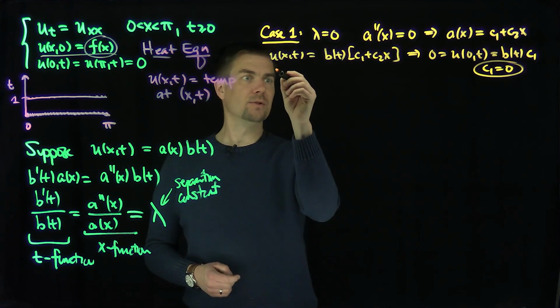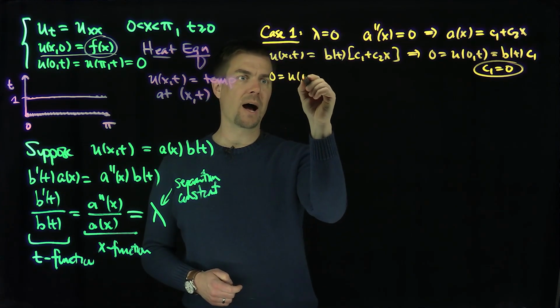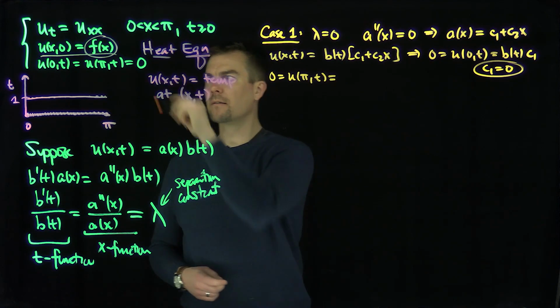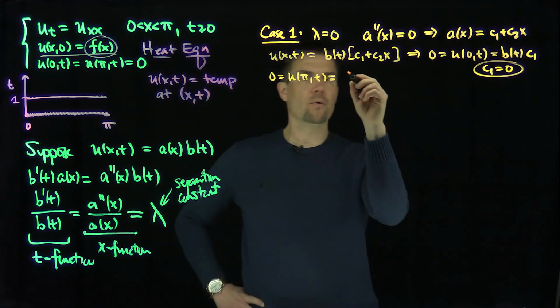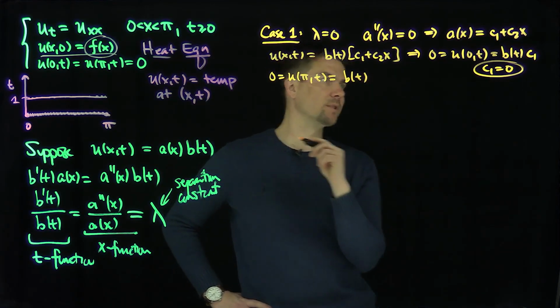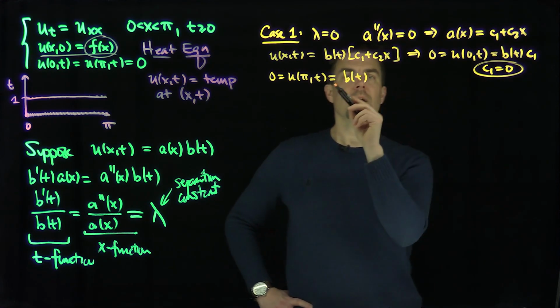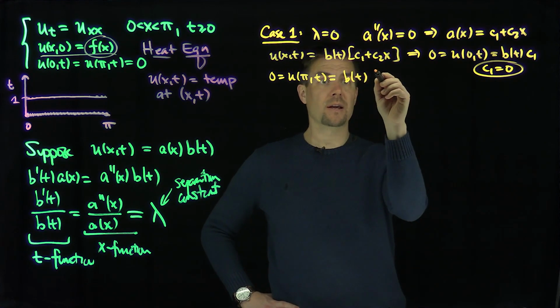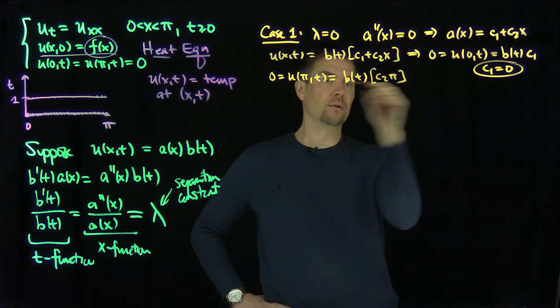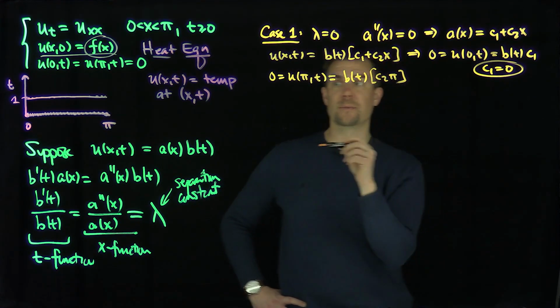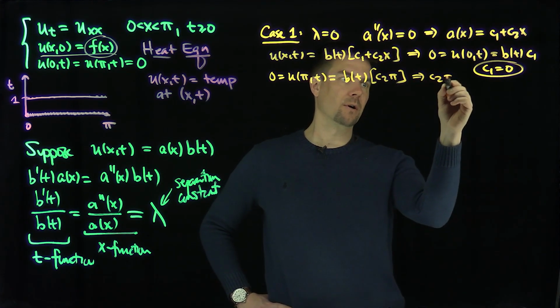And if I plug in pi to this over here, I get that 0 is equal to u of pi,t for any value of t, right? So that's going to be, of course, b of t times what's left over. So c1 was equal to 0 when we plugged in 0. And now if I plug in pi, I'm going to get pi times c2, right? And pi times c2 is going to be forced to be equal to 0, so that's going to force c2 to be equal to 0, okay?